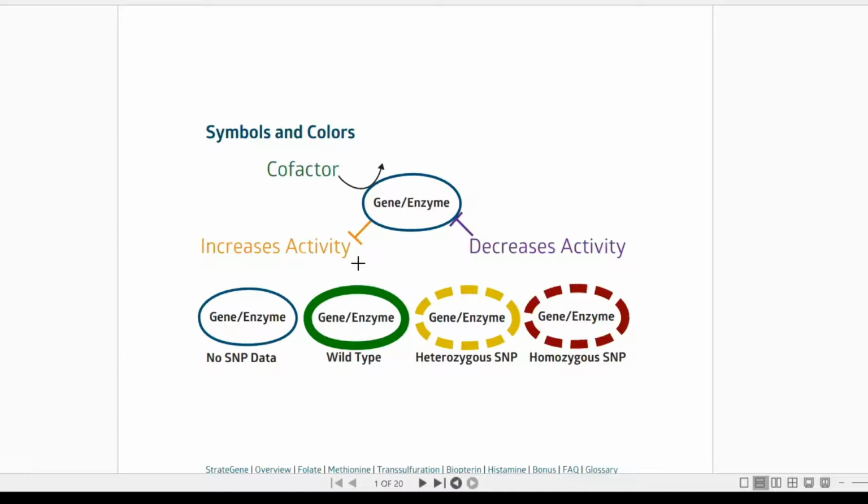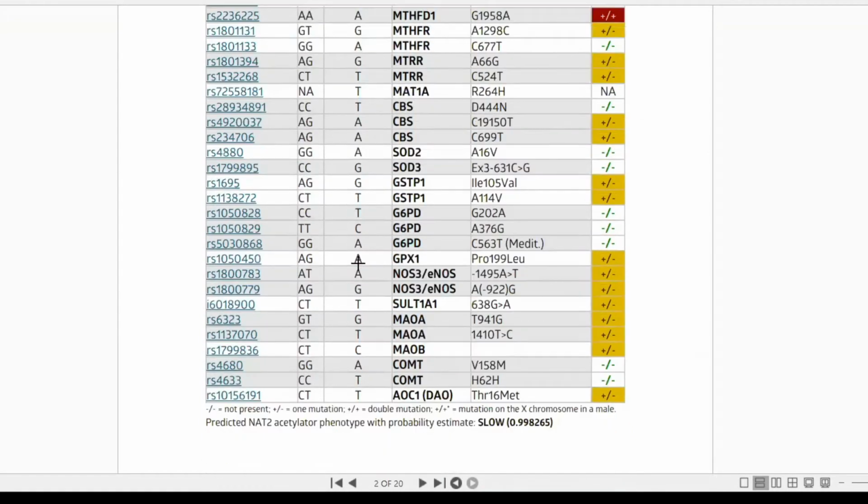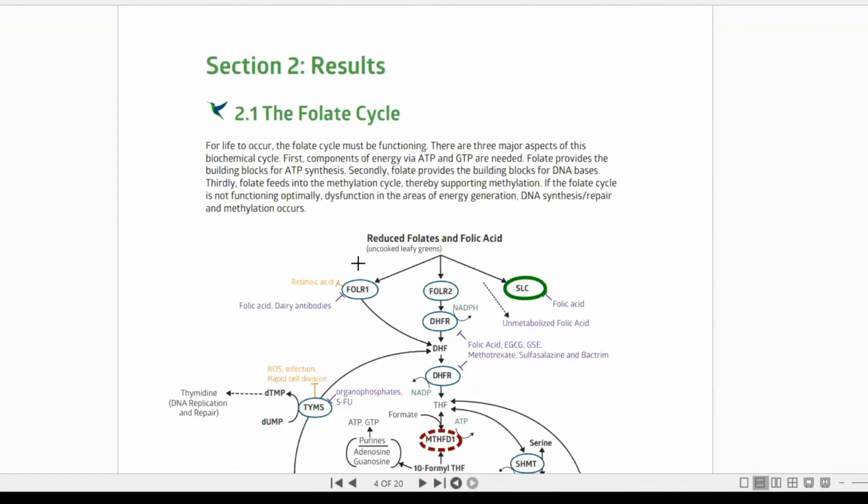We're going to look at, okay, do we have these other things? And sometimes it's other cofactors that will slow down or speed up. So that's where, as you go through the pathways, you look at this key as the guide to looking at the pathways. So we're going to scroll down here. You'll have your gene list, and then we'll get to the folate pathway here.